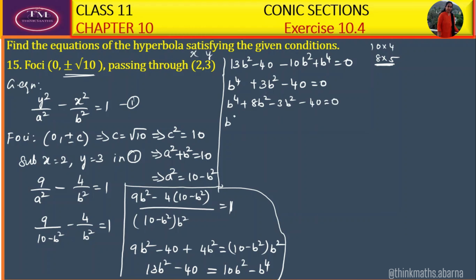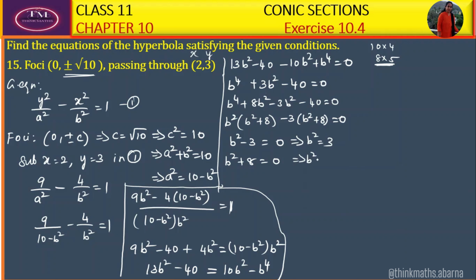So taking b square outside, it is b square plus 8. Here taking minus 5 outside. So it is b square plus 8 equal to 0. That means b square minus 5 equal to 0 and b square plus 8 is equal to 0. This means b square equal to 5 and b square equal to minus 8. So this is not possible. If the square is minus 8, we don't get real numbers. So this is not possible. So b square equal to 5.